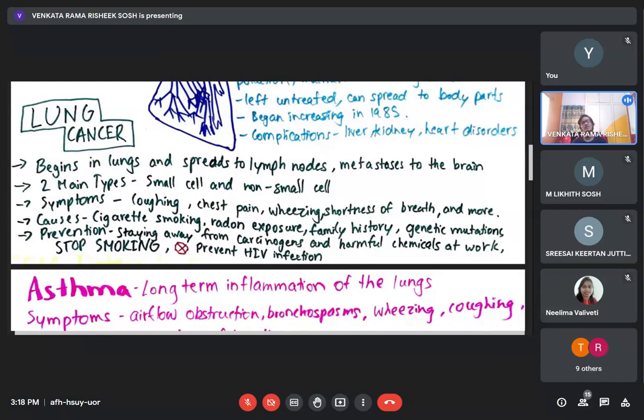So basic prevention can be done through staying away from carcinogens and harmful chemicals at work, preventing HIV infection, getting a blood test done before giving blood to people who are in urgent need, and also stopping smoking.